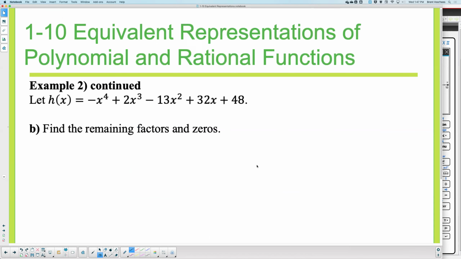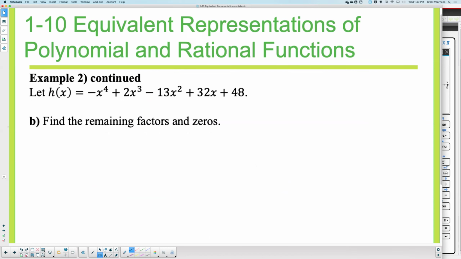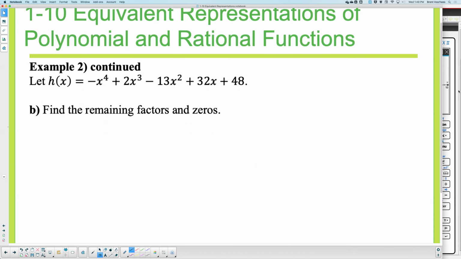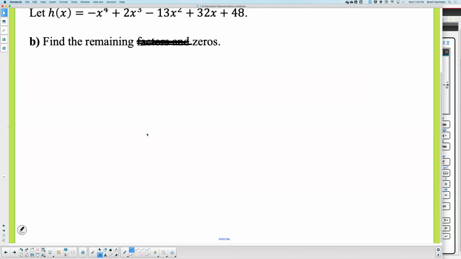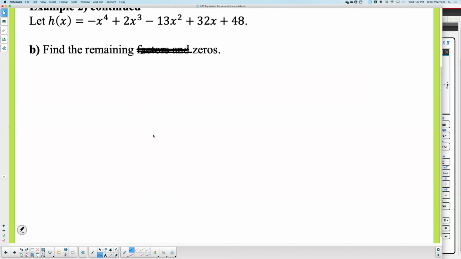So in part B, we're going to find the remaining zeros, specifically zeros. I'm going to do factors on the next page. So I'm going to say right now, I'm going to find the remaining zeros. So here's how I do that. If you know some zeros, what you can do is synthetic division.